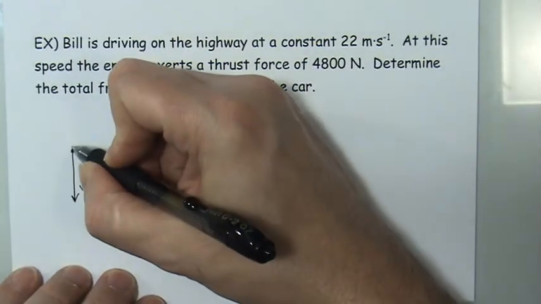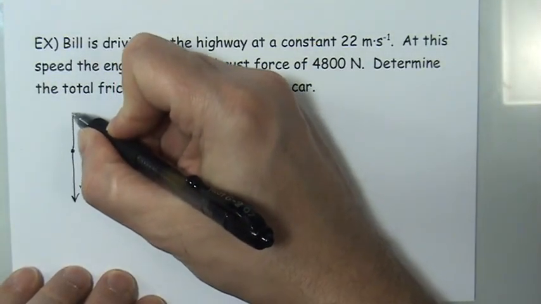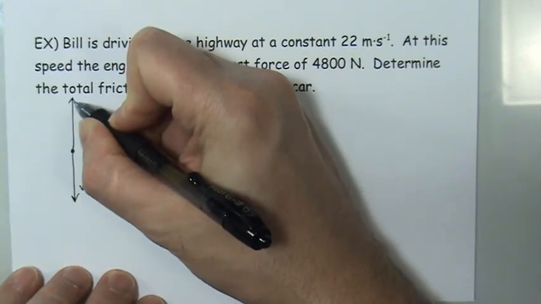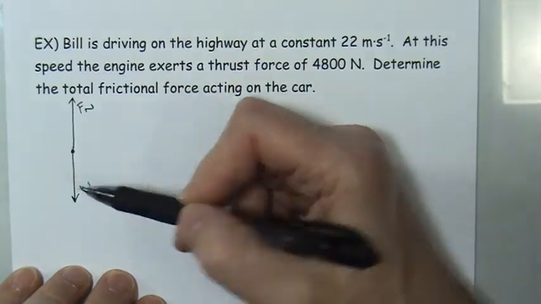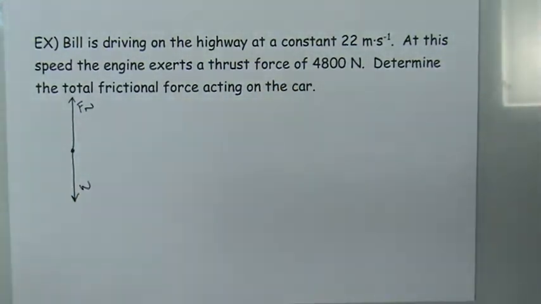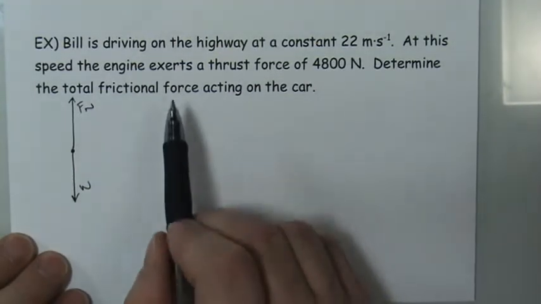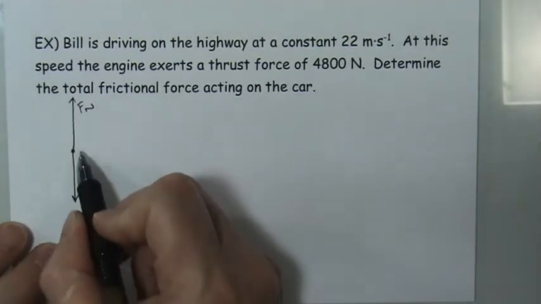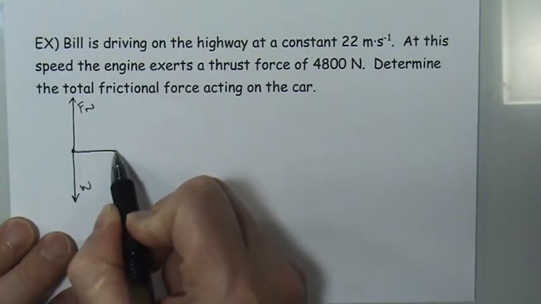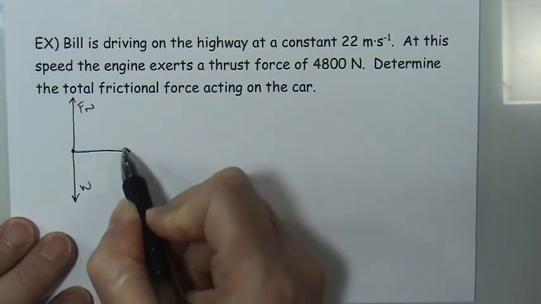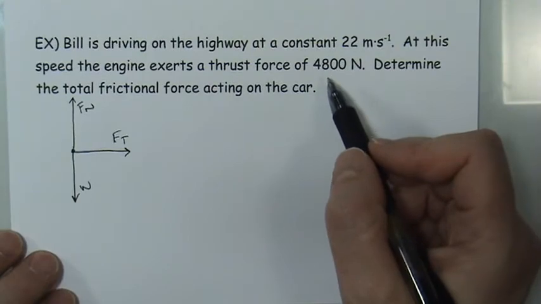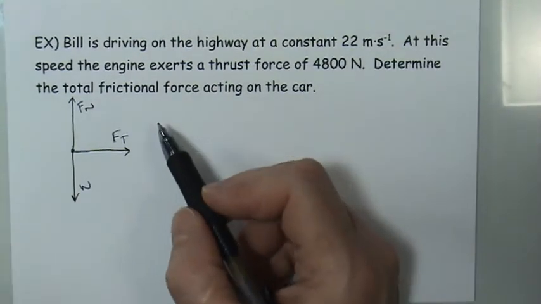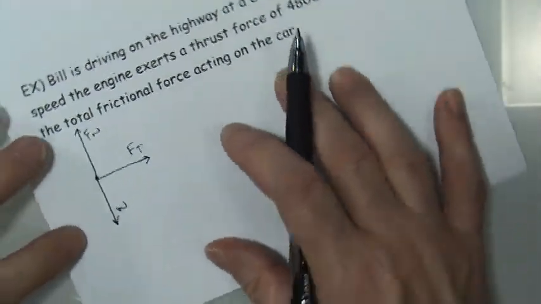The road exerts an upward force, that's called the normal force, and I am very intentionally trying my best to draw this so that it is equal in length to the weight arrow. So those two are balanced, the car is moving with constant velocity, and that's it for that one. In the horizontal direction, I know the car obviously is capable of producing thrust because it says right in the problem that there is a thrust force of 4,800 newtons, and I know that the frictional force would always oppose the direction of the thrust.